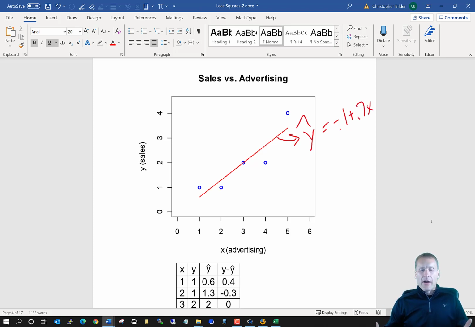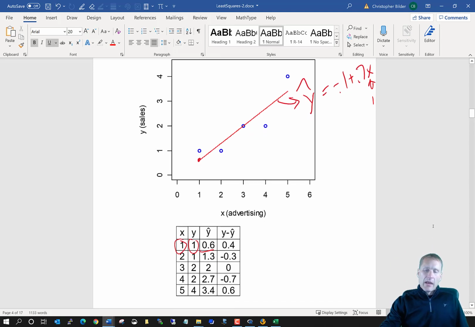So in a high school algebra class, you'll learn how to plot a line like this. So for example, when x is 1, y hat would be 0.6. I put 1 in there: 0.7 times 1 is 0.7, minus 0.1 is 0.6. So at 1, here is about 0.6. I do that for other possible values of x, and that allows me to plot a straight line through those points.